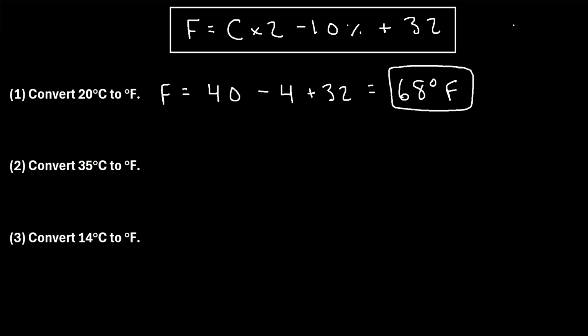And I should also mention that this formula is not an estimate. This gives you the exact answer. So 20 degrees Celsius in terms of Fahrenheit is exactly 68 degrees Fahrenheit. So this formula gives you an exact answer. It is not an estimate.